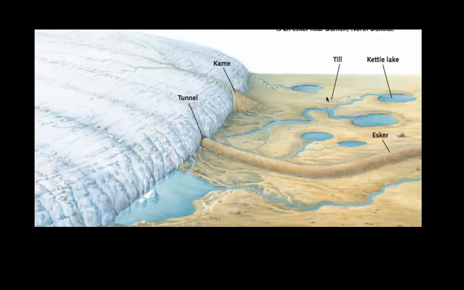Again, here's an esker. Here's a kettle lake. And the loose material just dropped off by a glacier: when the glacier melts away, the material's just dropped and it's not sorted well. It's just called till, T-I-L-L. Till is what forms a large part of the New York area.